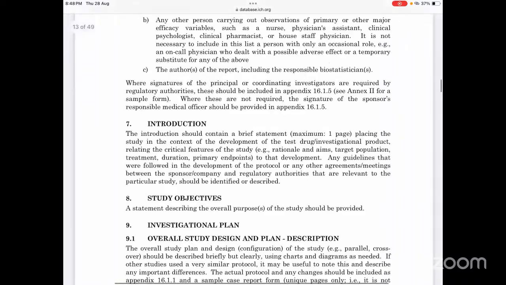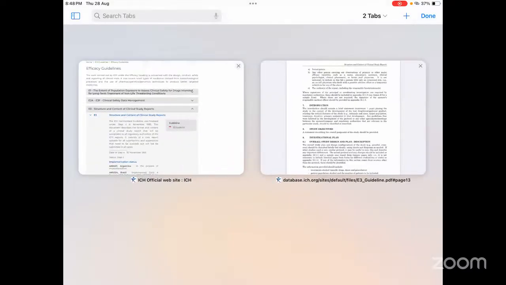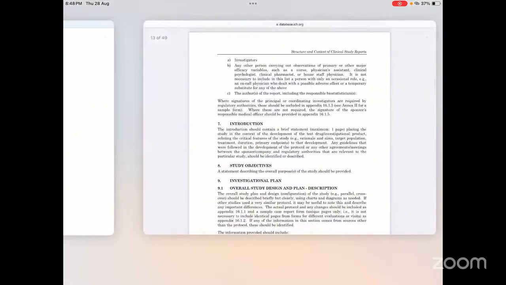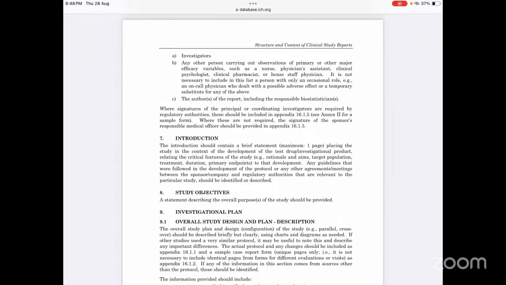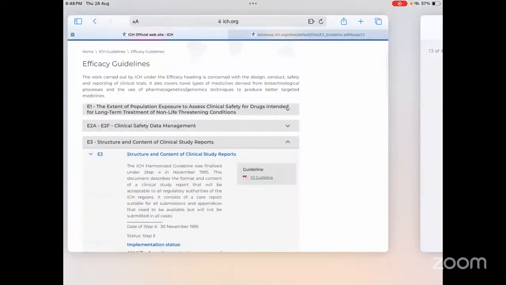See, the introduction should contain a brief statement, maximum 1 page. Everything they are telling. So we are not going page by page. This is one kind of assignment I'm giving to you, that you look into this. Huh? What happened? Let's go back to our ICH.